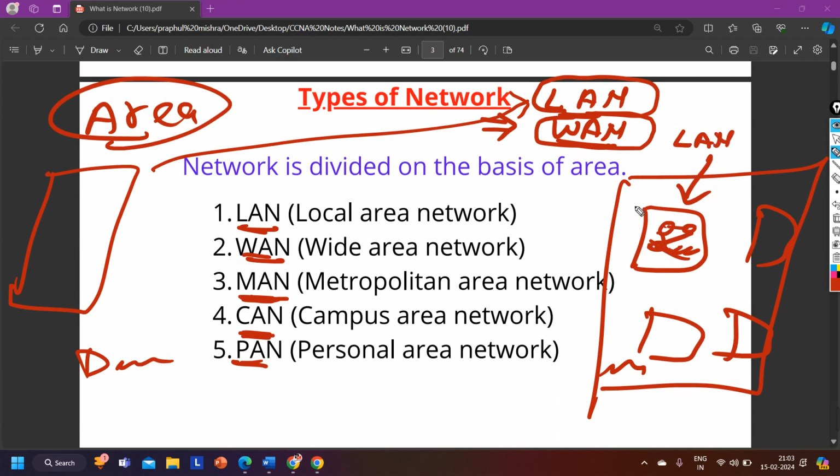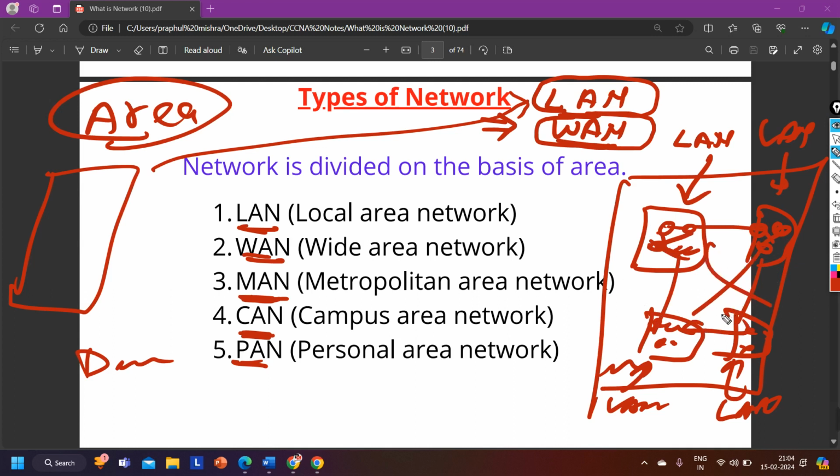LAN, right? In the same way, in this building also I have implemented one network. This is also what? LAN. In this building also I have implemented the same network. This is also LAN. Now, can these 4 buildings communicate with each other? No. So we need to connect these 4 buildings together, right?